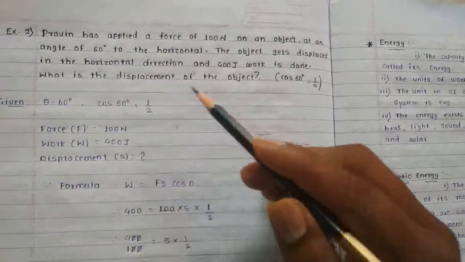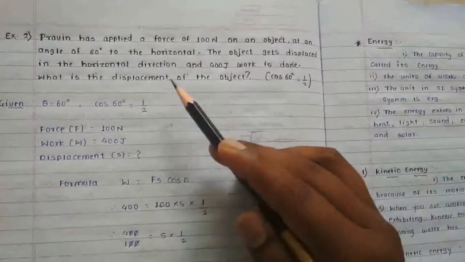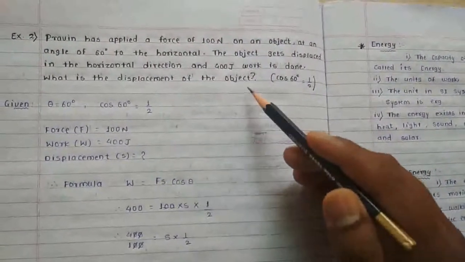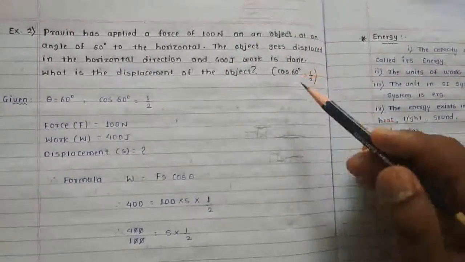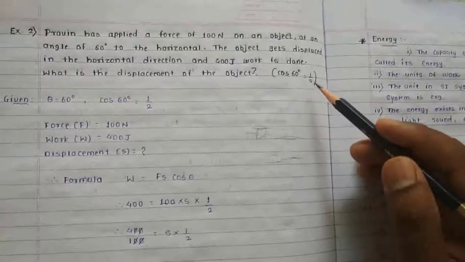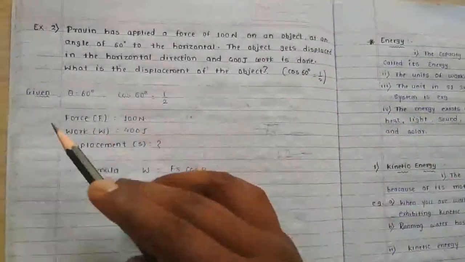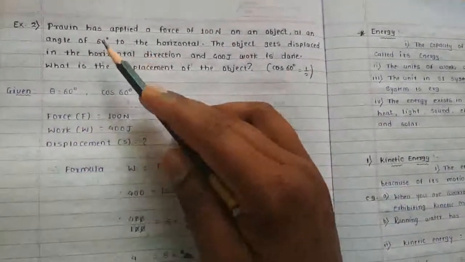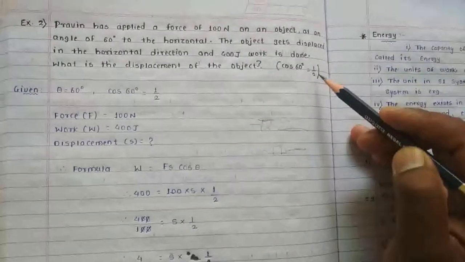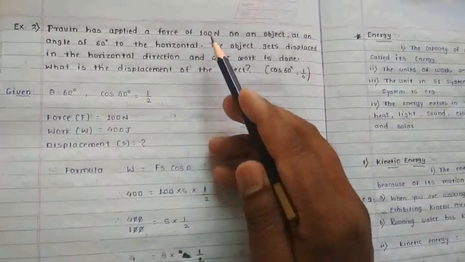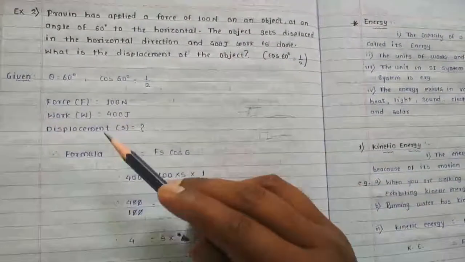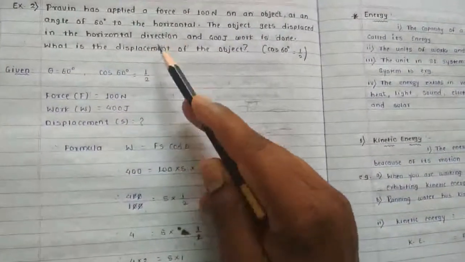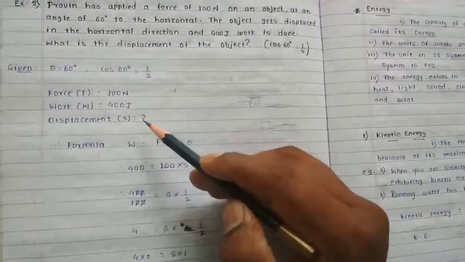What is the displacement of the object? Here we have to find out the displacement of the object. This is the trigonometry: cos 60 degree is equal to 1 upon 2. So given theta is equal to 60 degree, cos 60 degree is equal to 1 upon 2. Force F is 100 Newton. Work W is equal to 400 joule. And we have to find out the displacement of the object, that is S.